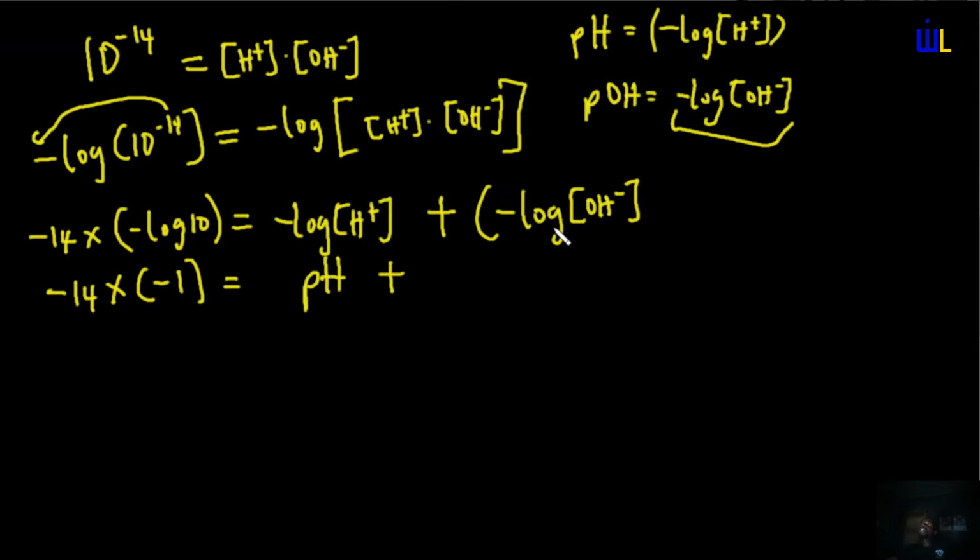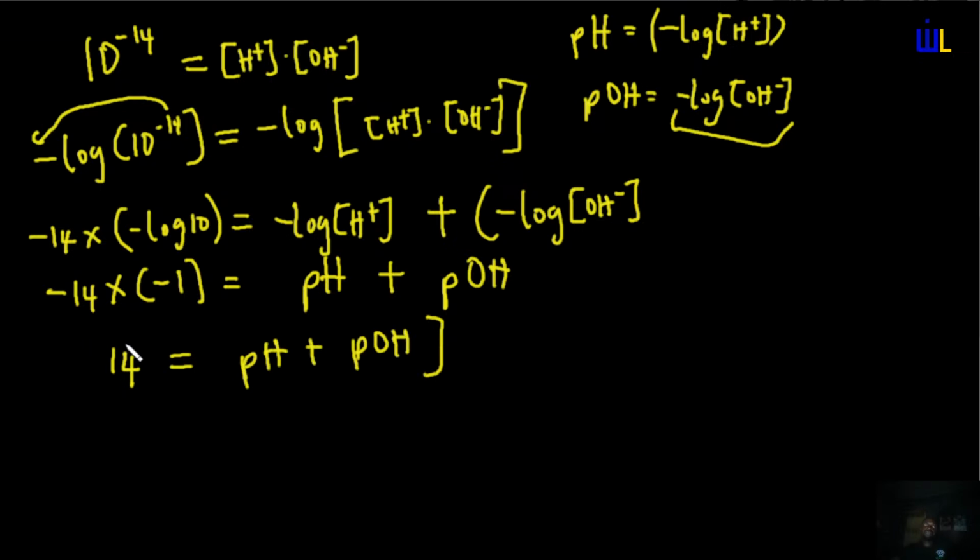In this case, this is negative log of concentration of hydroxyl, and negative log of concentration of hydroxyl, as we know, is pOH. So we replace this with pOH. So we continue the math. Minus 14 times minus 1 is 14, and this is going to equal pH plus pOH.